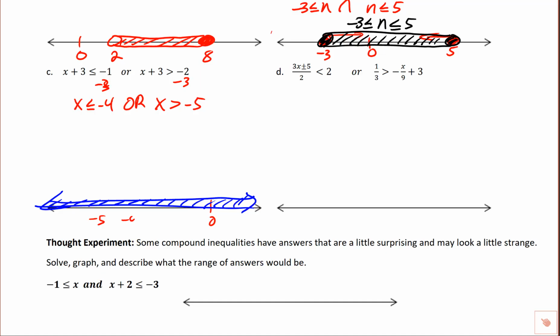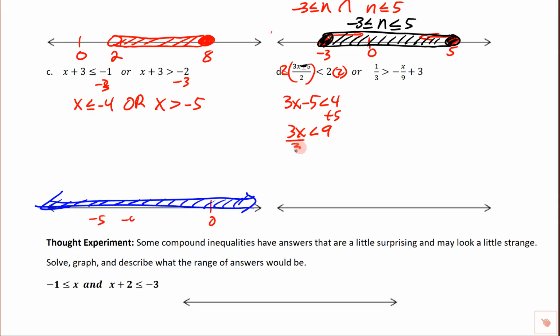All right, let's take a look at the next one. On this one, I've got a little typo here. Let's go ahead and fix that. I believe this should be a minus, so if that hasn't been fixed on your paper, let's make sure that's a minus. First thing we want to do here is multiply both sides by 2. Multiplying by 2 doesn't change the direction of the inequality. Those are going to cancel, so this is going to be 3x minus 5 less than, and this is going to be a 4. We're going to add 5, so we get 3x less than 9.